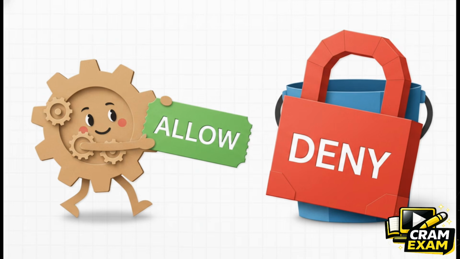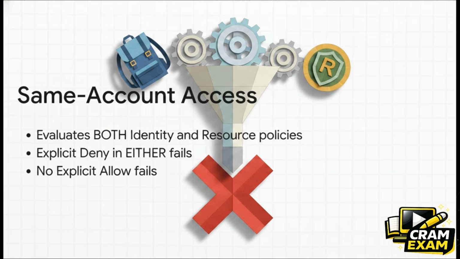write access. This is a massive trap on the DVA-C02 developer exam, and obviously a disaster in the real world. When an identity tries to access a resource in the same AWS account, AWS evaluates both the identity policy and the resource policy. If either one has an explicit deny, it's a catastrophic failure. The request fails. If neither has an explicit allow, the request also fails due to the default implicit deny. You have to understand both sides of the equation to debug authorization failures.